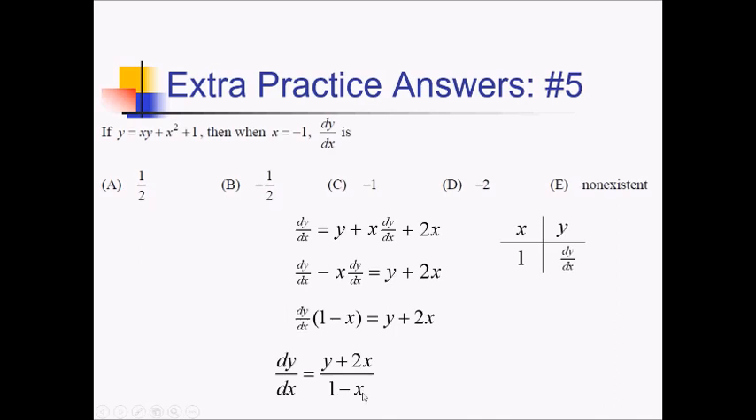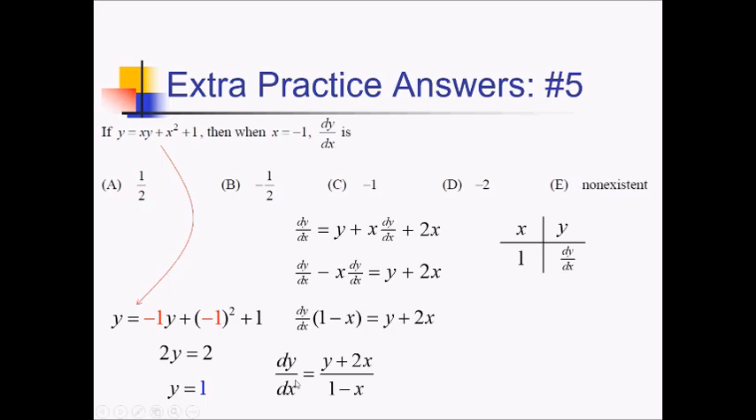Now I have to evaluate this thing at the point negative 1 comma something. I have to figure out what the y value is, though, because I have a place to plug y in right here. So I'm going to plug negative 1 for x back into the original equation, and we're going to try to solve for y. So I've got y equals negative y plus negative 1 squared plus 1. So this is going to be negative y, plus 2 over here. If I add y to the left side, I've got 2y equals 2. So then y equals 1.